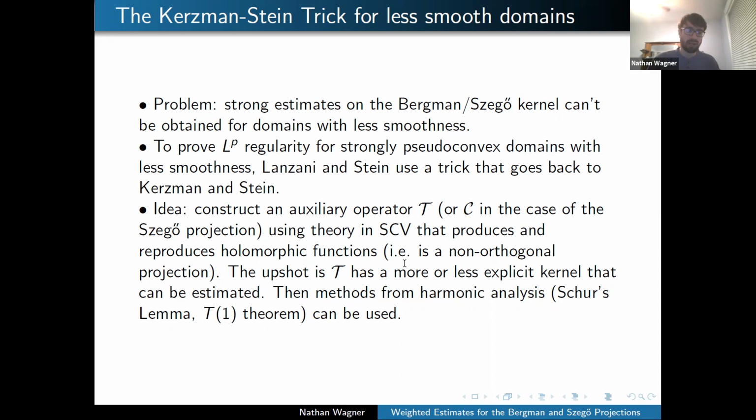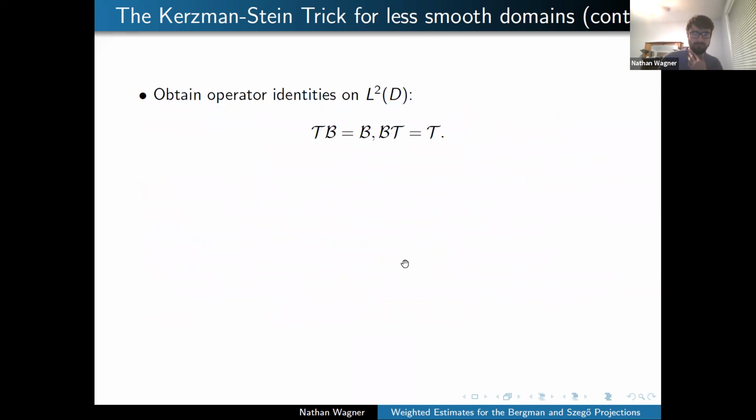And you might ask, well, why would you do this? The reason is that the kernel of T can actually be estimated. It's more or less explicit. And then you can use methods from harmonic analysis, such as Schur's test, or you can use the T(1) theorem in the case of the Szegő projection.